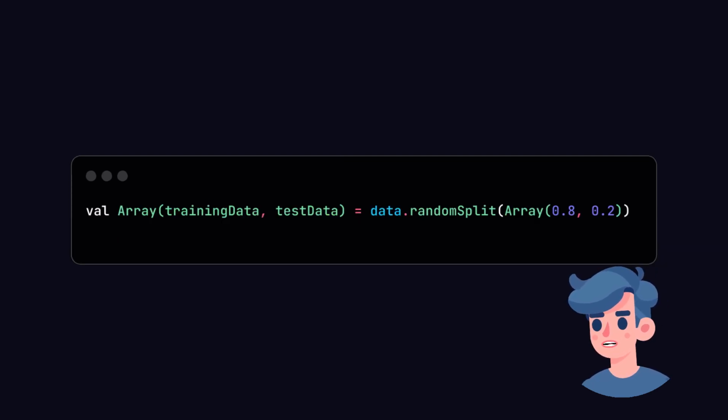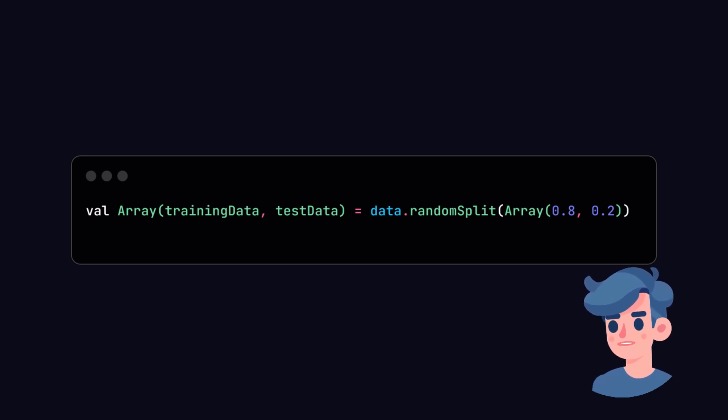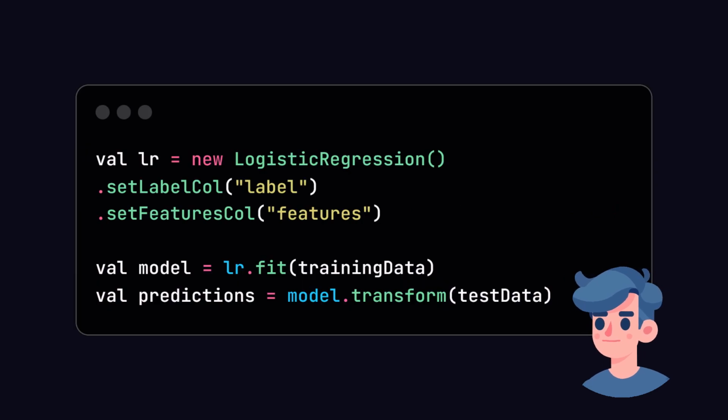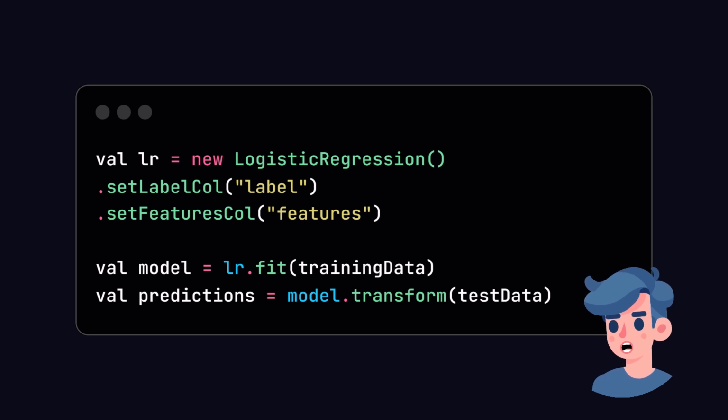Now our dataset is ready, and it's time to split it into training and testing datasets. This is done to validate the model's performance on unseen data. Next, let's create and train our logistic regression model. We will create a logistic regression instance, fit it with our training data, and make predictions on the test data.